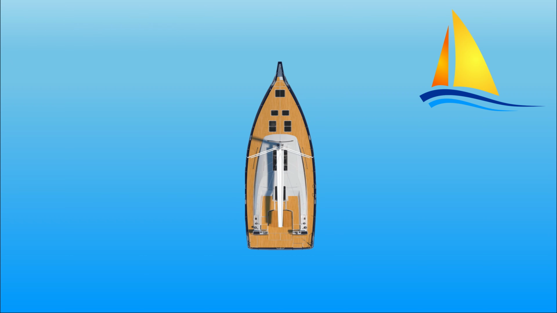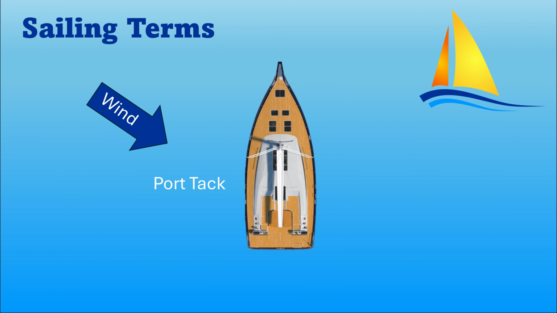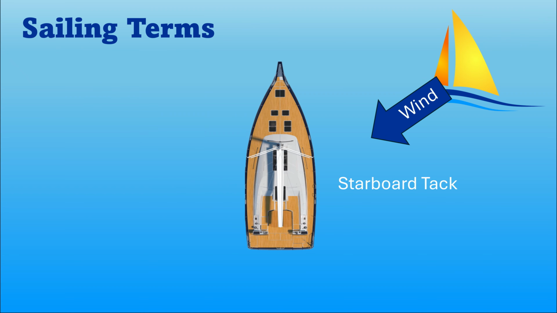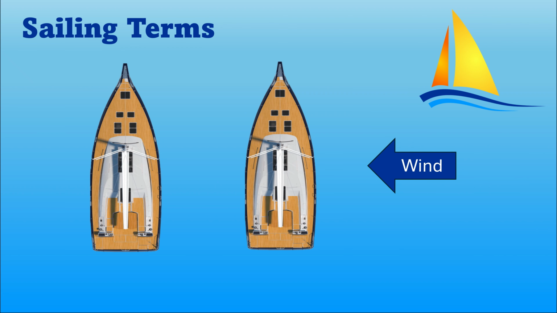When the wind comes across your port side and your sails are on the starboard side, you are sailing on a port tack. When the wind comes across your starboard side and the sails are on your port side, you are sailing on a starboard tack. The boat closest to the wind is the windward boat while the boat furthest from the wind is the leeward boat.